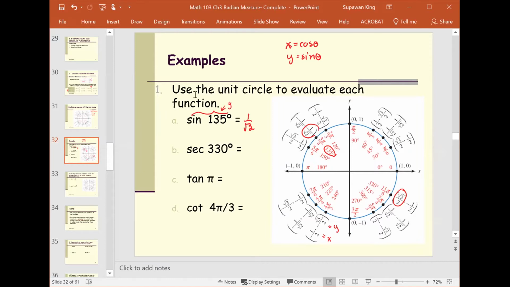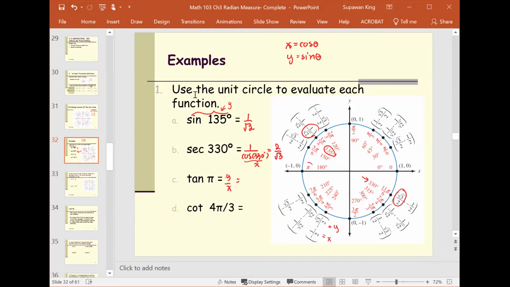Part B, secant of 330 degrees. In quadrant 4, the secant is 1 over cosine of 330 degrees, and the cosine is the x value. Therefore, the secant of 330 degrees is the reciprocal of square root 3 over 2, or we get 2 over square root 3. The tangent of pi, which is sine over cosine, or the y over x.